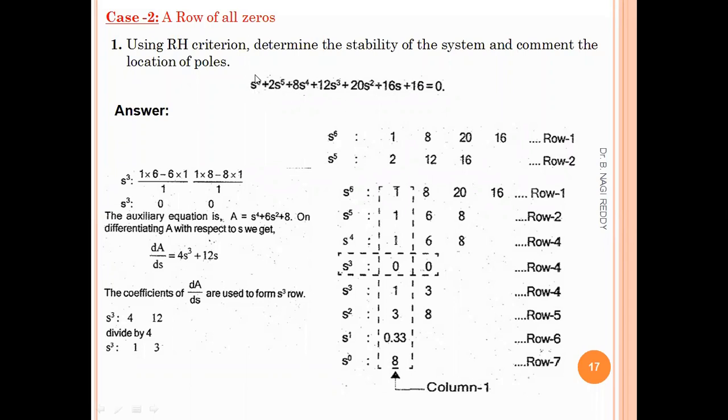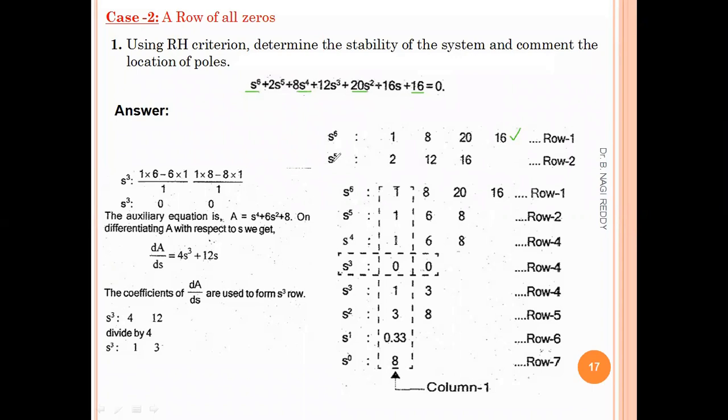The maximum power is 6, which is an even number. That means we need to write the even coefficients as the first row, which is the s power 6 row. Even coefficients means s power 6, s power 4, s square, and s power 0. These coefficients we should write in the first row, the s power 6 row.